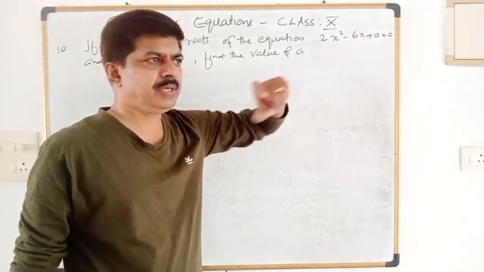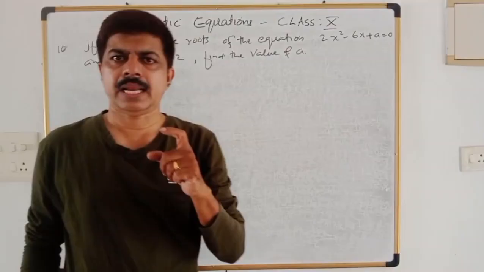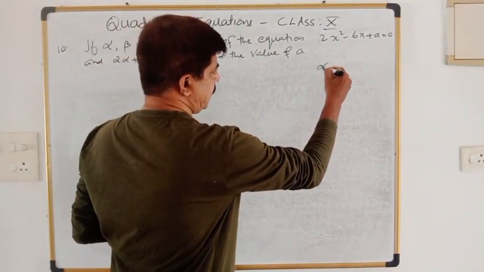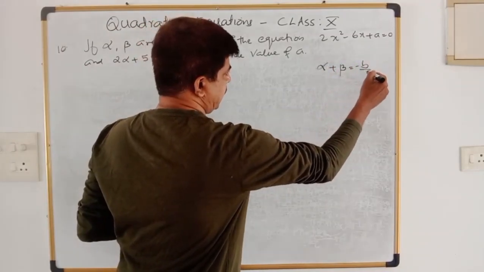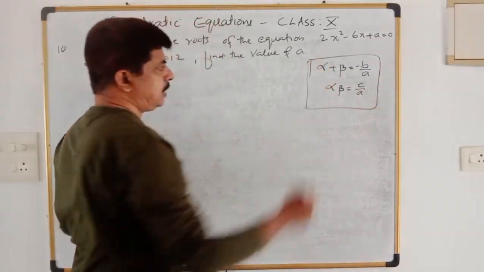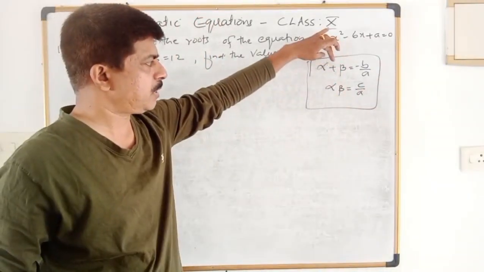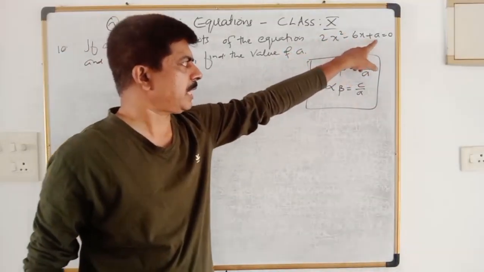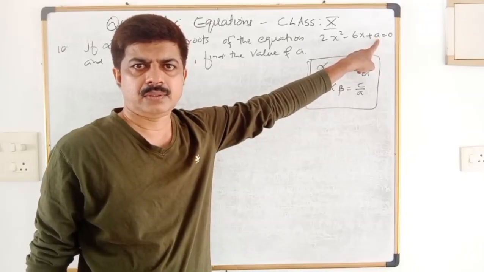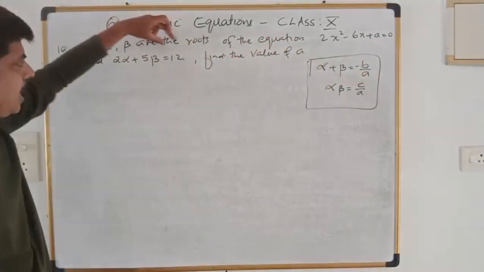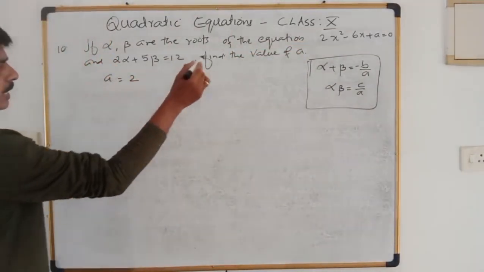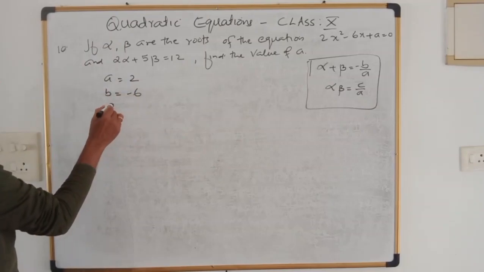I think we can apply what we have already learned in the polynomial chapter, the relationship between the zeros and coefficients. One relation: alpha plus beta is negative b by a, and alpha beta is c by a. Use this relation between the zeros and coefficients, and I think we can get the value of a. Here a is actually c, and c only we have to find out. Since alpha and beta are roots of the equation, we have a is 2, b is negative 6, c is a.